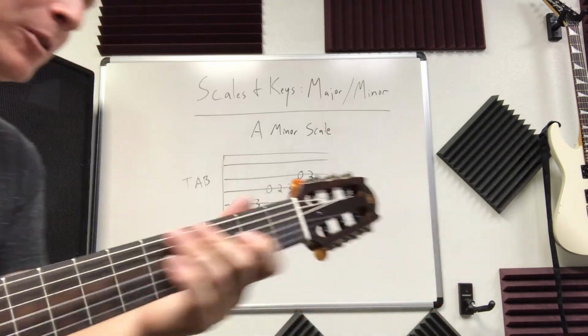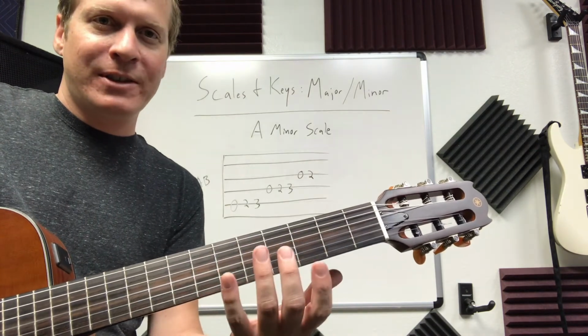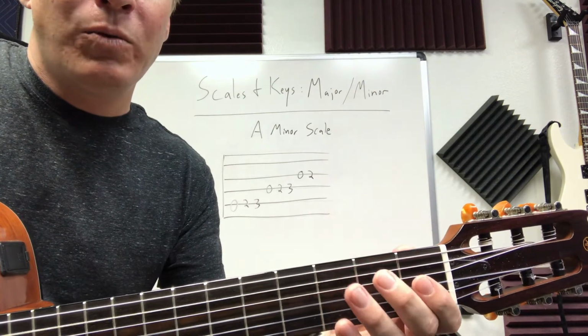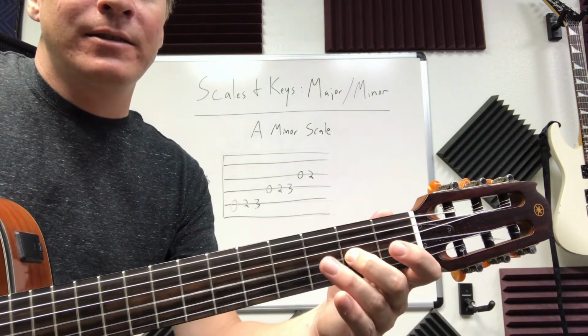Okay? Now later we're going to learn to play the scales in more than 1 octave, and we can do that in a whole bunch of different positions on the guitar. But right now I just want you to understand, real simple, that this is a 1-octave A minor scale.